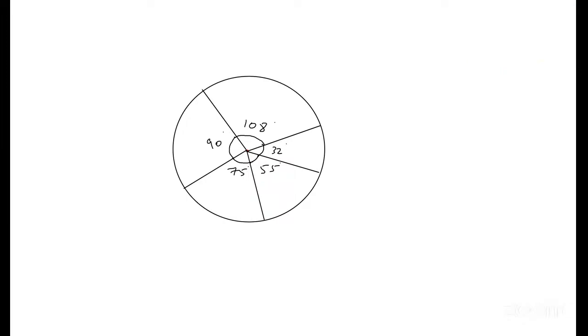Along with the angles, you can also write the class. 108 degrees of what? Class 6. You can put class 6. Then 90 degrees, class 7. So you can put class 7. Ma'am, then class, yes, Abraham.